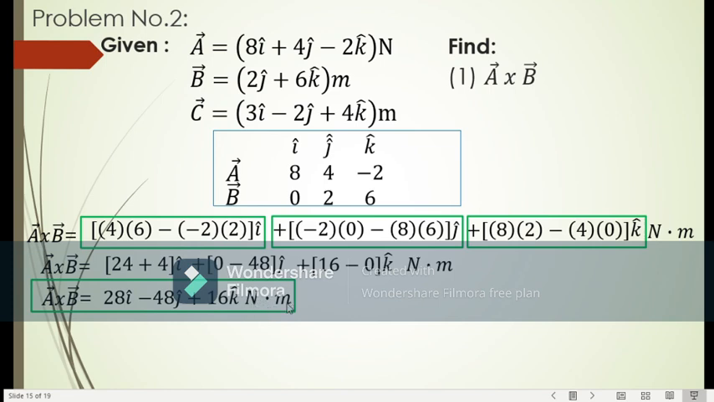So again, remember, if we are multiplying vectors using a cross product, we will have an answer that is also a vector. Therefore, there is a magnitude and there is a direction.